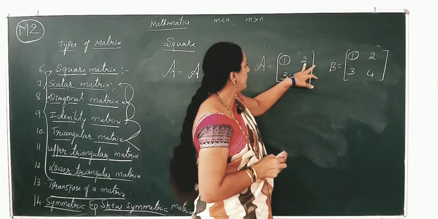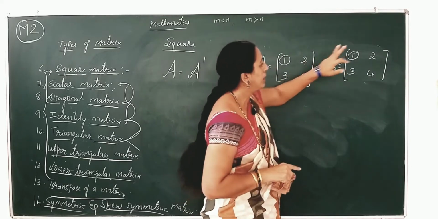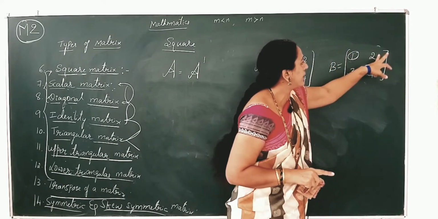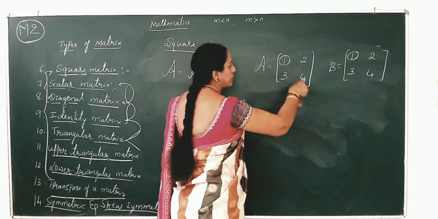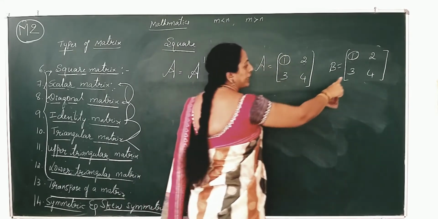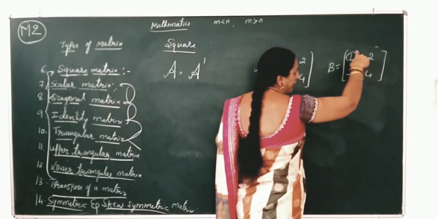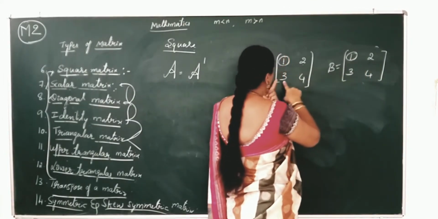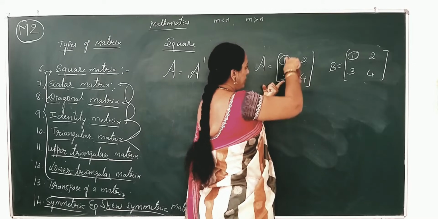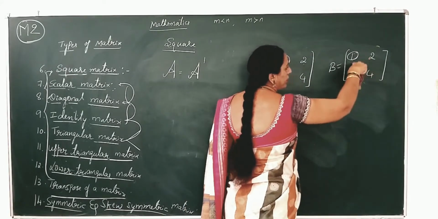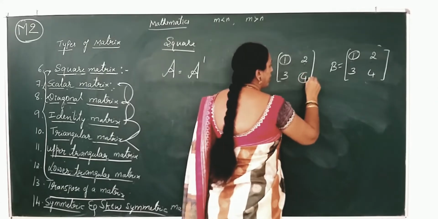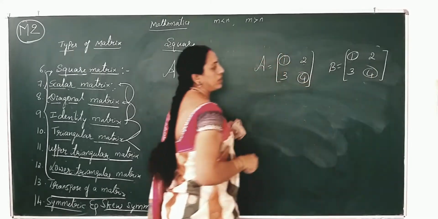2 is an element of first row second column, again 2 is an element of first row second column. 3 is an element of second row first column, again 3 is an element of second row first column. Similarly 4 is an element of second row second column.